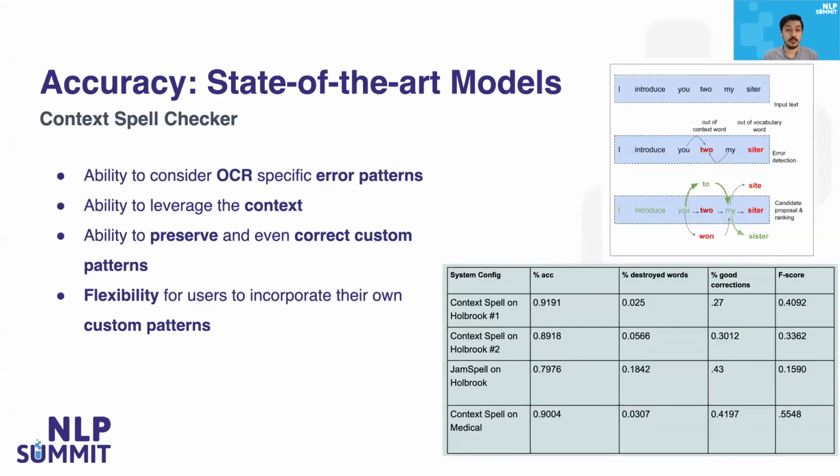Almost none of the top 10 most used NLP libraries comes with a spell checking feature. SparkNLP has one of the best spell checking models in the market. It was initially created to handle bad inputs from OCR results. It can leverage the context of the sentence and document. It preserves and corrects custom patterns, and it will give you the flexibility to incorporate your very own custom patterns. Context spell checker in SparkNLP has broken almost every publicly available benchmark.